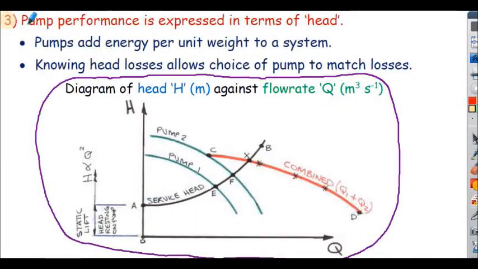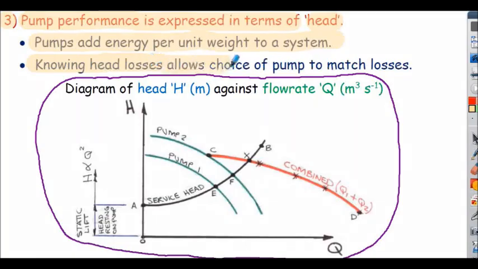Third reason, pump performance is expressed in terms of head. Pumps add energy per unit weight to a system, and knowing the head losses allows choice of pump to match losses. Just typical diagrams here showing the head, in this case capital H, plotted against flow rate capital Q in meters cubed per second. Friction losses within our system are represented by a head loss, labelled as HF.